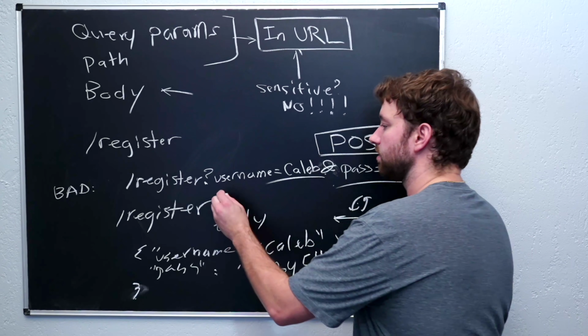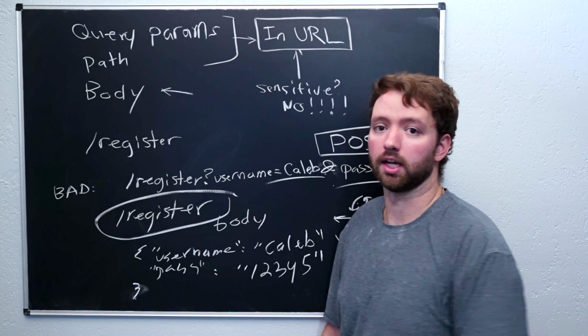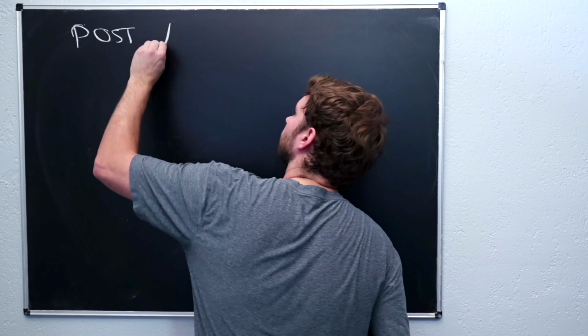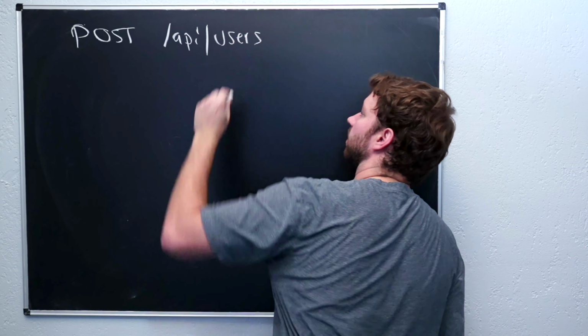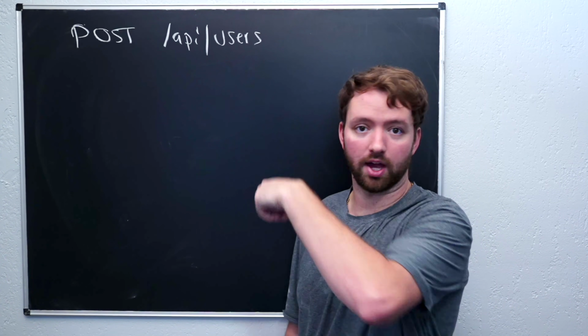So with this in mind, let's look at what a full request might look like. You might have post /API/users. So this would be creating a new user. You could also have it be /register.